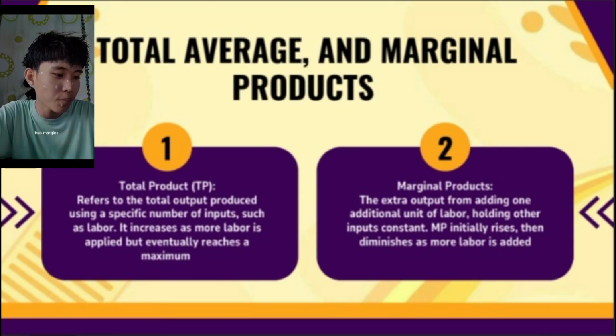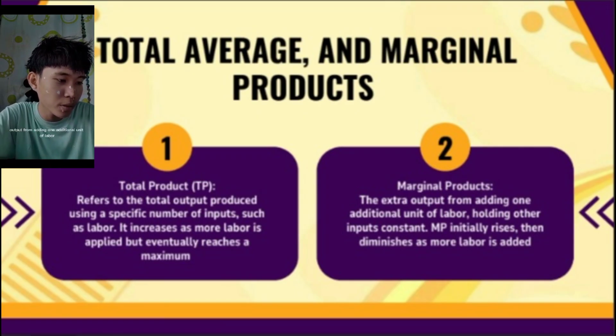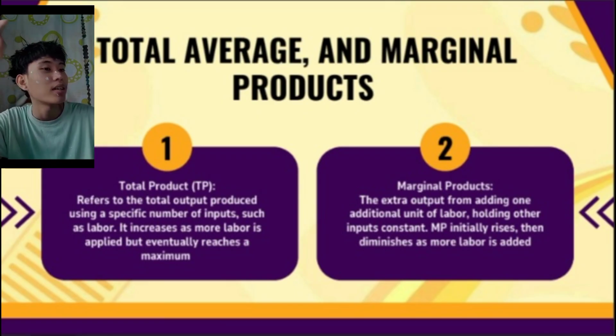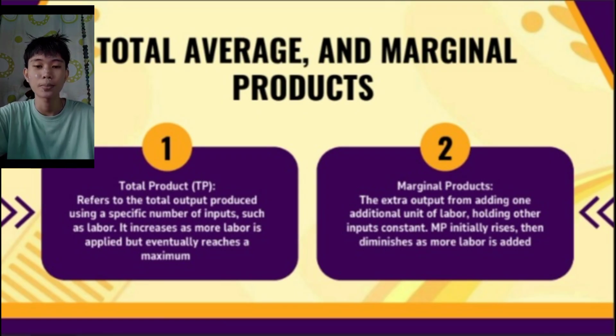2. Marginal product. The extra output from adding one additional unit of labor, holding other inputs constant. MP initially rises, then diminishes as more labor is added. In other words, marginal product is the extra output you get from adding one more unit of something like labor or materials to production.